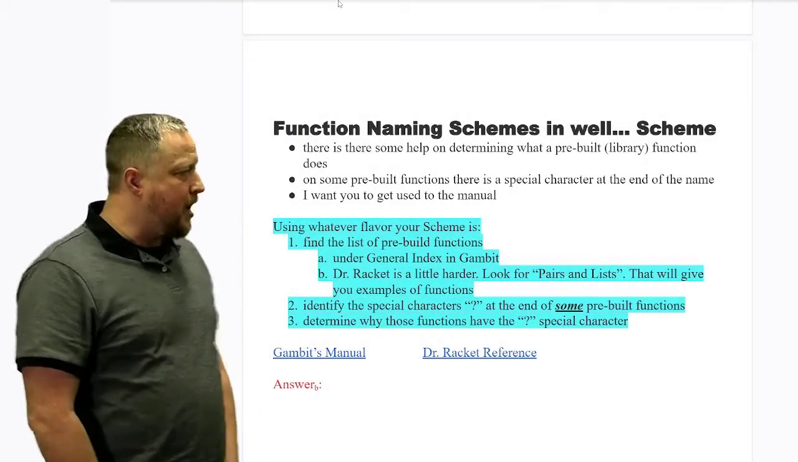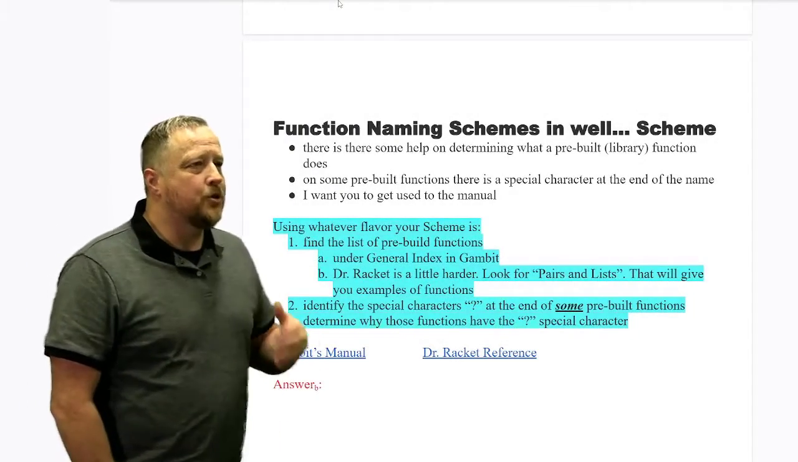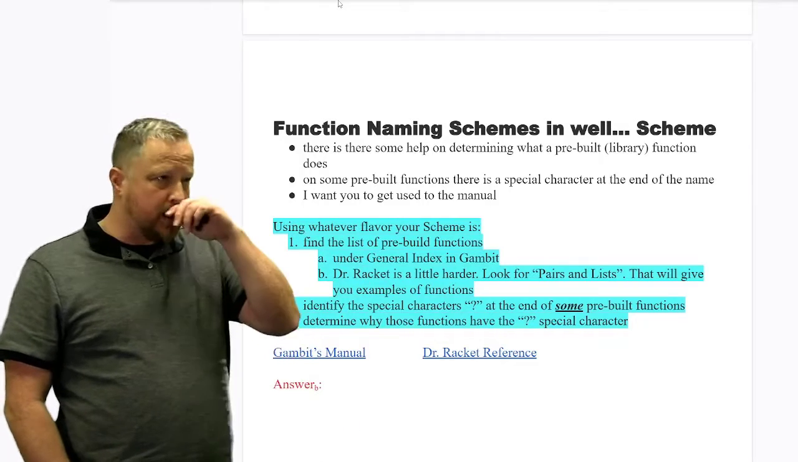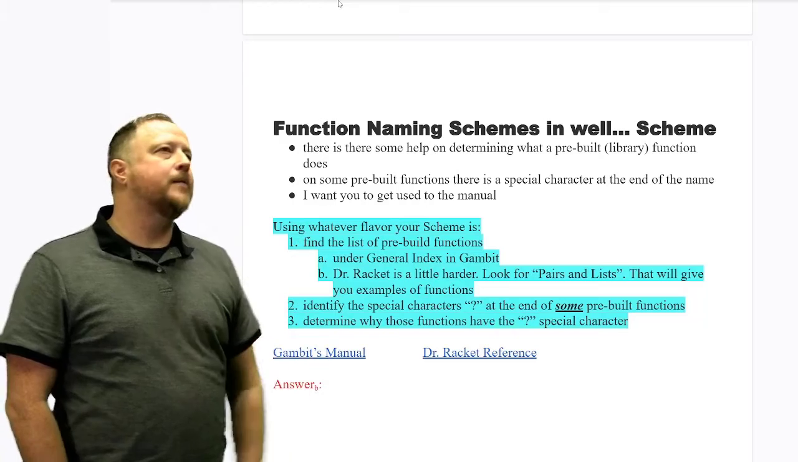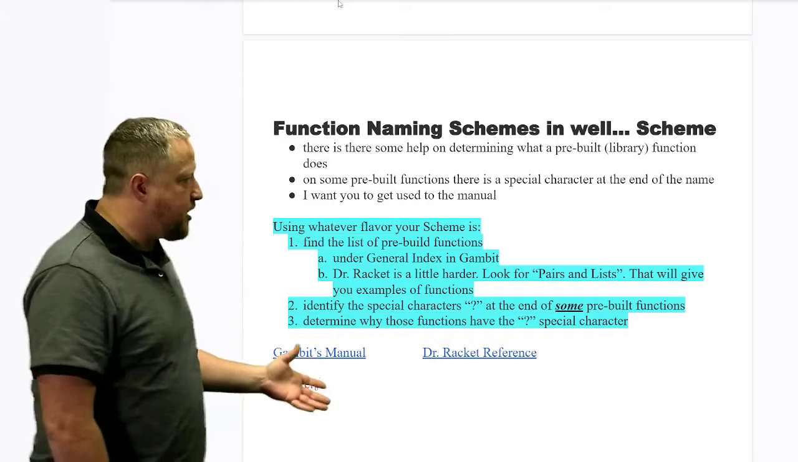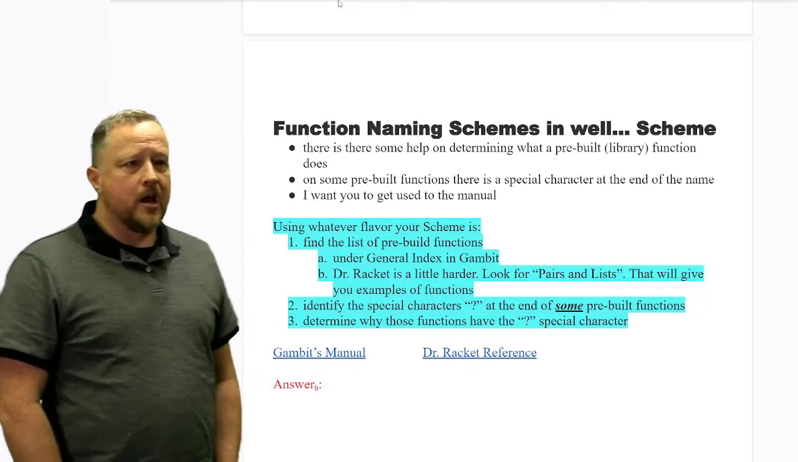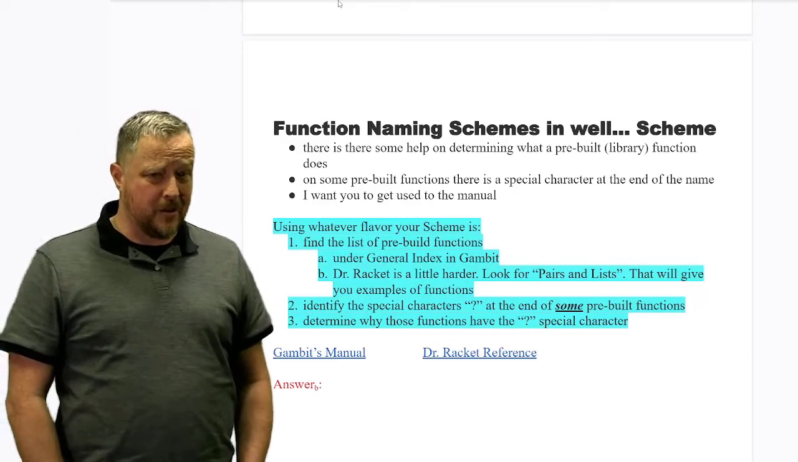So, minor exercise time. Again, I'm going to try to have you reference more and more from the manuals because, frankly, the documentation in either one of them, Gambit Scheme or Dr. Racket, is extensive. It really is. The bad part is finding things sometimes.